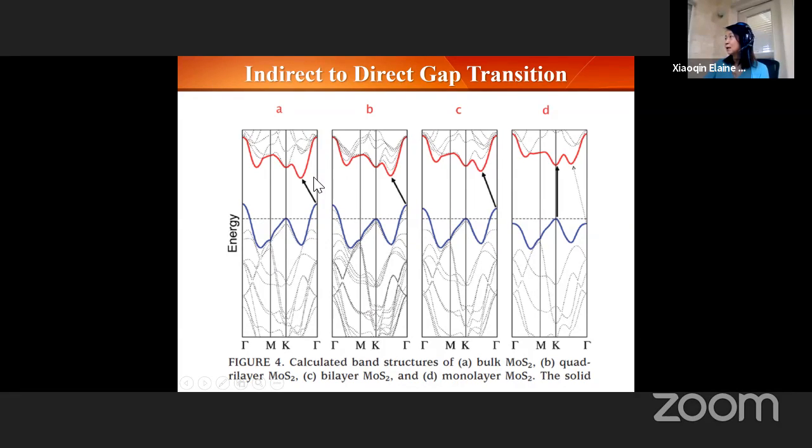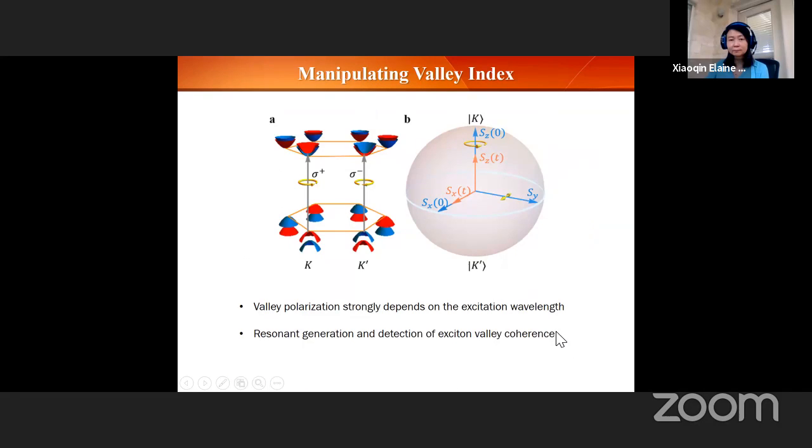And as you can see, there are only subtle changes from the bulk to the 2-layer limit, but from 2-layer to 1-layer, you can see the bottom of the conduction band shifted to what we call the K point. And so does the top of the valence band, shifted from the gamma point to the K point. And these K points are actually at the boundary of the Brillouin zone. So there are two inequivalent valleys that we're going to call K and K prime.